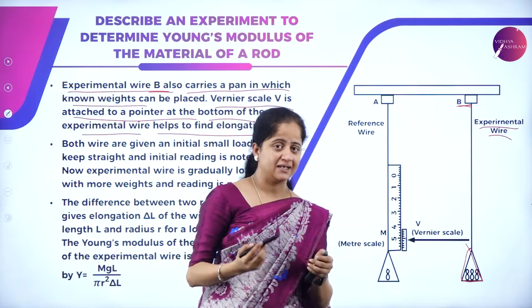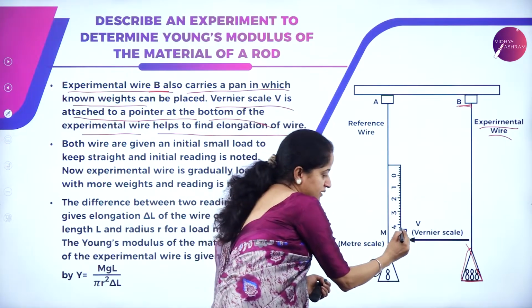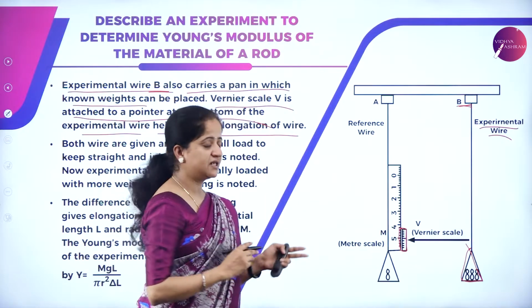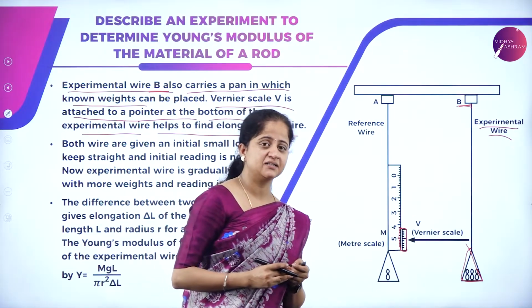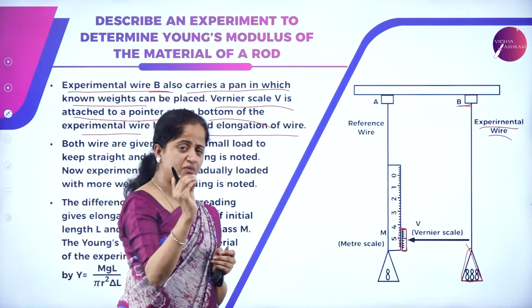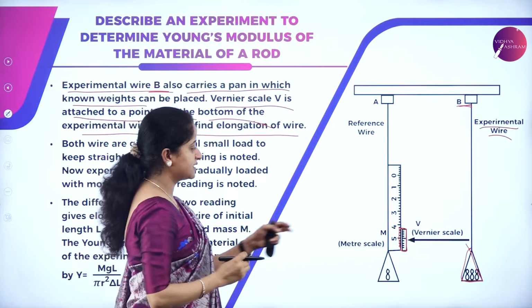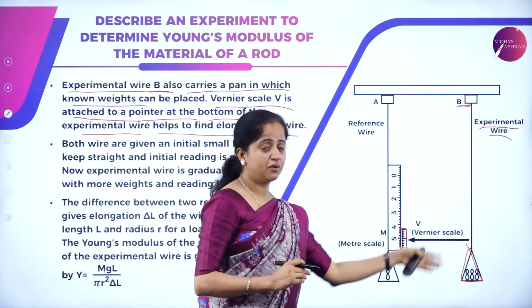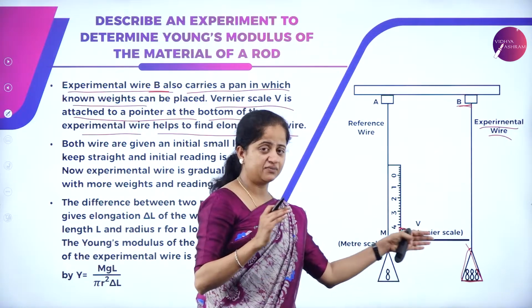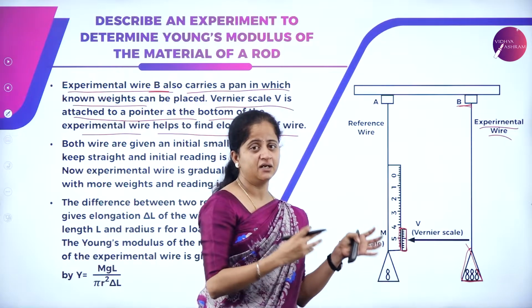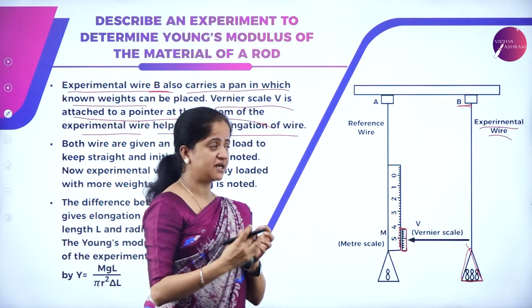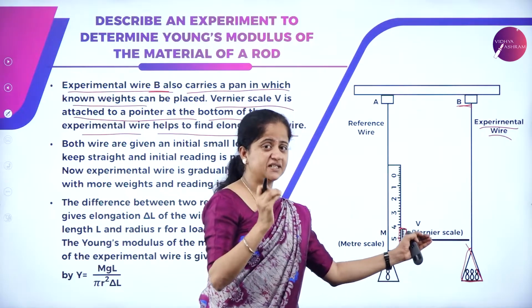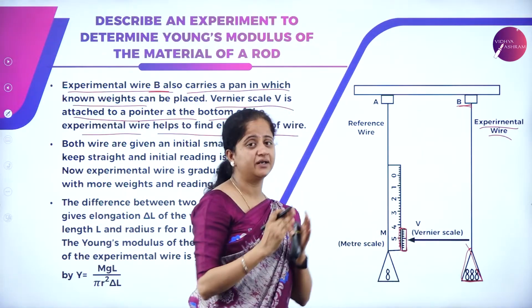As I told you, you can observe a small scale over here that is called the vernier scale. About the vernier scale you are going to study in your practical sessions, which gives us the value of small units. The vernier scale is attached to the experimental wire because as we keep on changing the load, the known weights are placed on the pan to find the small changes in length of the wire, to find the elongation produced.